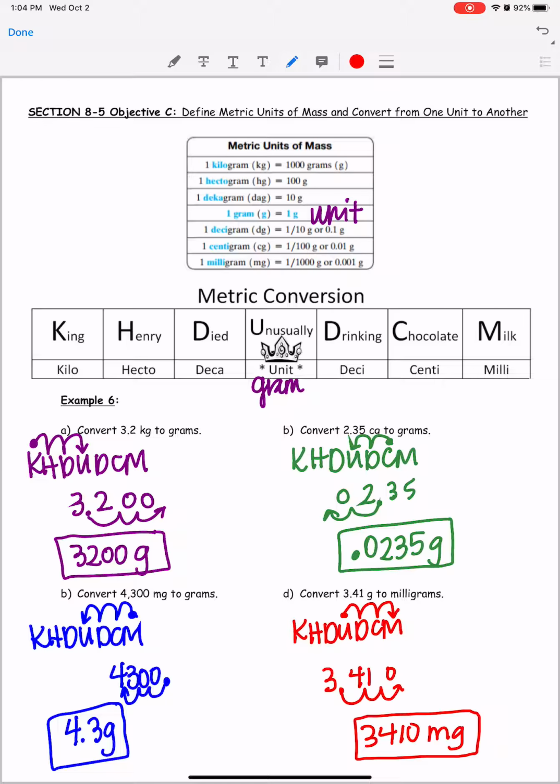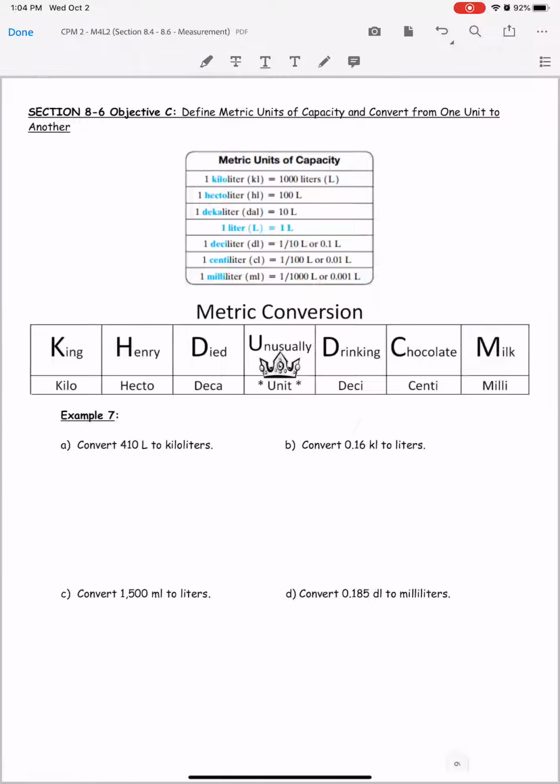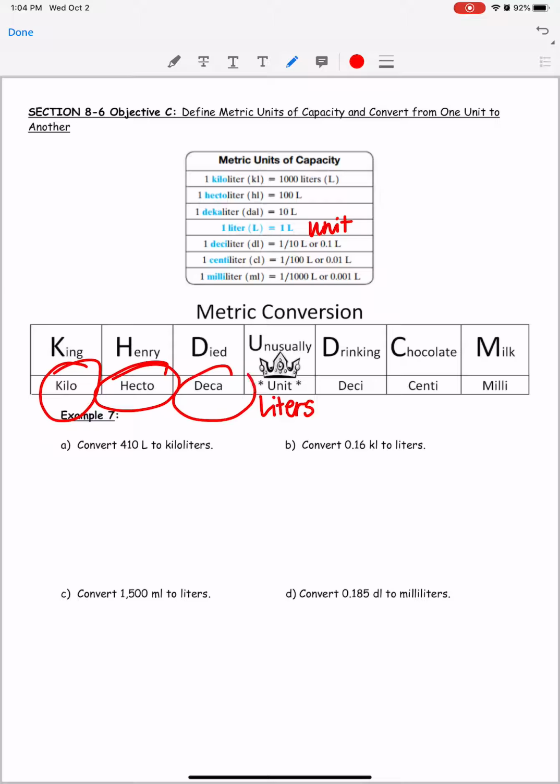All right, that was our mass. We've done length, we've done mass. So on our last page, we're going to do capacity. Capacity has a different unit. It has liters. So my unit in this one is liters. Still the same thing. Kiloliter, hectoliter, decaliter, so on and so forth.